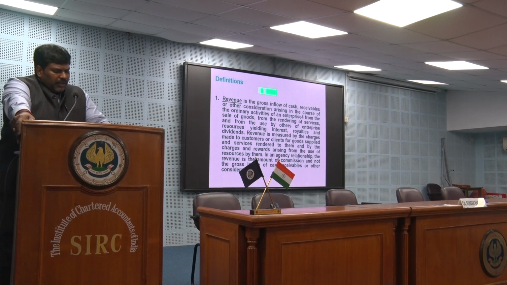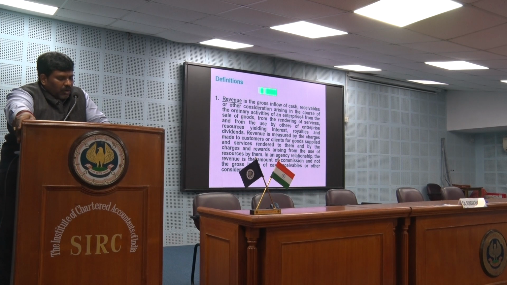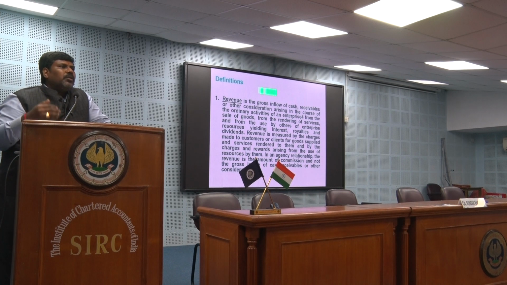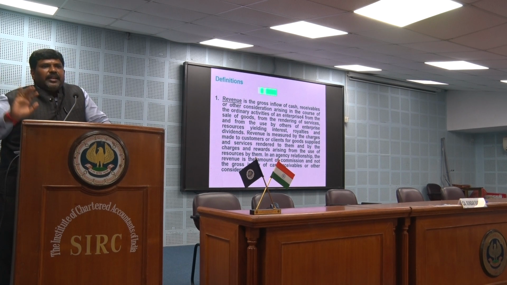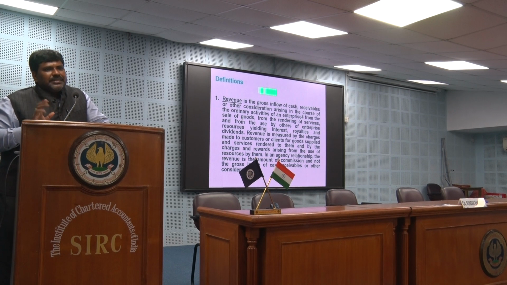In an agency relationship, the revenue is the amount of commission and not the gross inflow of cash, receivables, or the like. Say you are a ticketing agency, etc., where the gross amount of inflows would include the other person's resources. So you receive 100 rupees, but you pay 90 rupees to the railway company. The difference of 10 rupees will only be considered as revenue for the purpose of this particular standard.